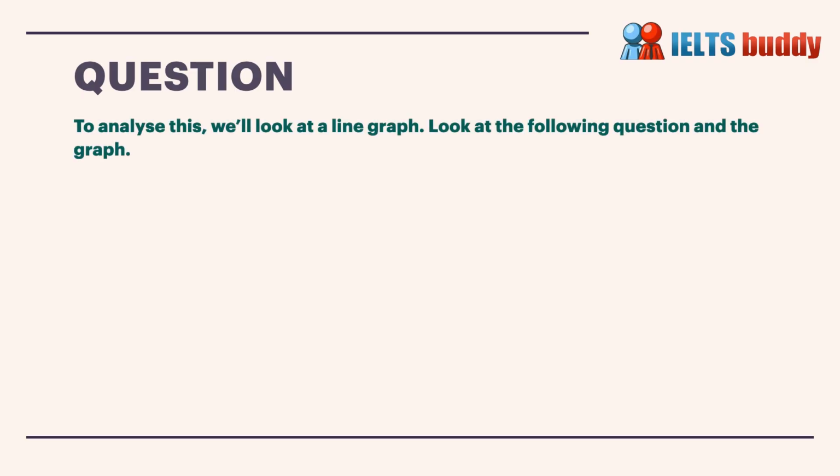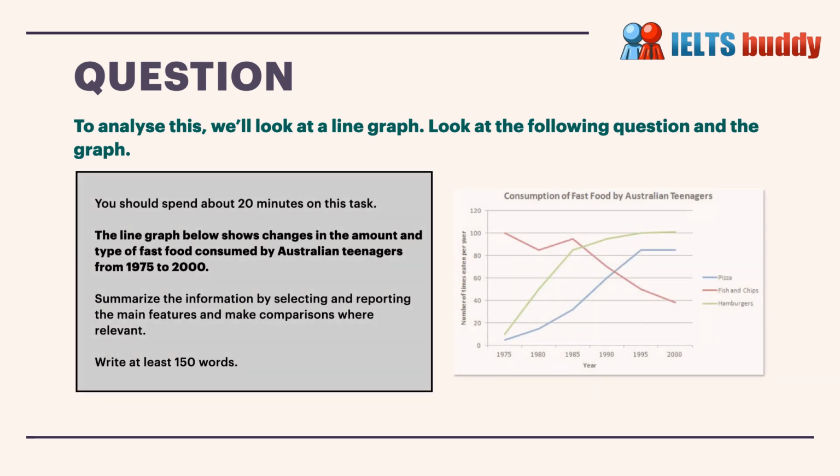So to analyse this, we'll look at a line graph. Look at the following question and the graph. So you see the question is asking you, the line graph below shows changes in the amount and types of fast food consumed by Australian teenagers from 1975 to 2000. And you have to summarise the information by selecting and reporting the main features and make comparisons.